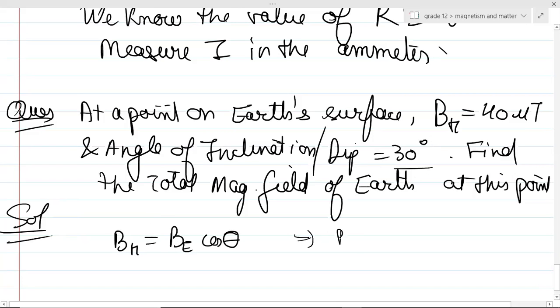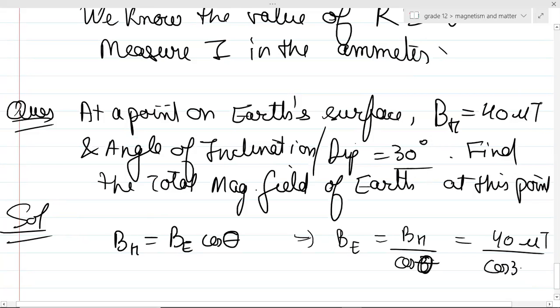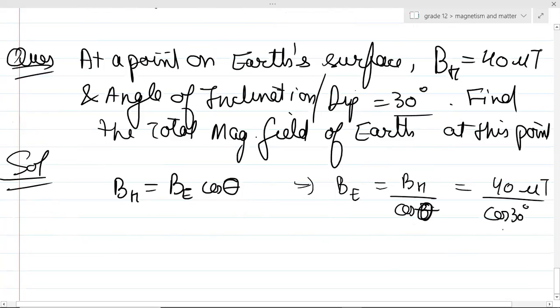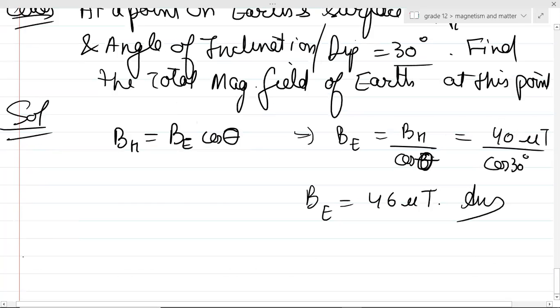So from here, BE will be equal to BH upon cos theta. So this will be 40 microtesla divided by cos 30, and cos 30 you will write as root 3 by 2. So when you write root 3 by 2 and calculate, this will come to be 46 microtesla. Okay. Next question.